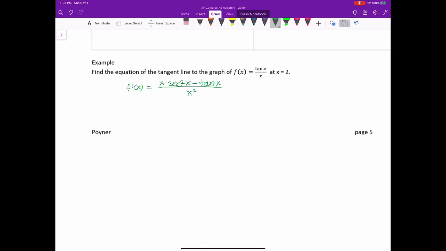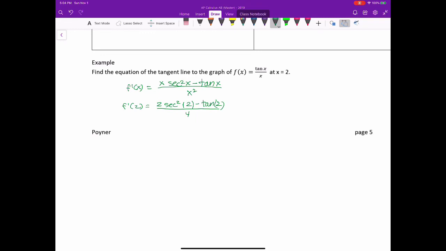Okay. So I need to find f prime at 2. So I'm going to substitute that in. 2 secant squared at 2 minus tangent at 2, all over 4. Substituting in a 2 here. This is not a nice number, and let me put parentheses in here. So essentially, if you were going to do this by hand with no calculator, that is the slope. I'll just leave it like that.